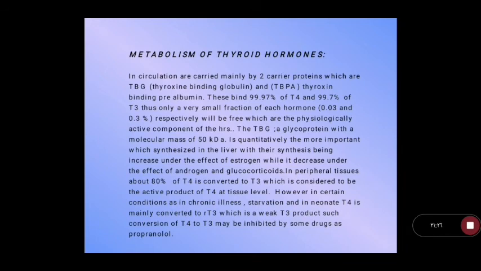Let us come to thyroxine binding globulin. It is a glycoprotein with a molecular weight of 50 kilodaltons. It is quantitatively the more important, synthesized in the liver, with its synthesis being increased under the effect of estrogen. When there is an increase in estrogen, this hormone starts to increase, while it is decreased under the effect of androgen and glucocorticoids.